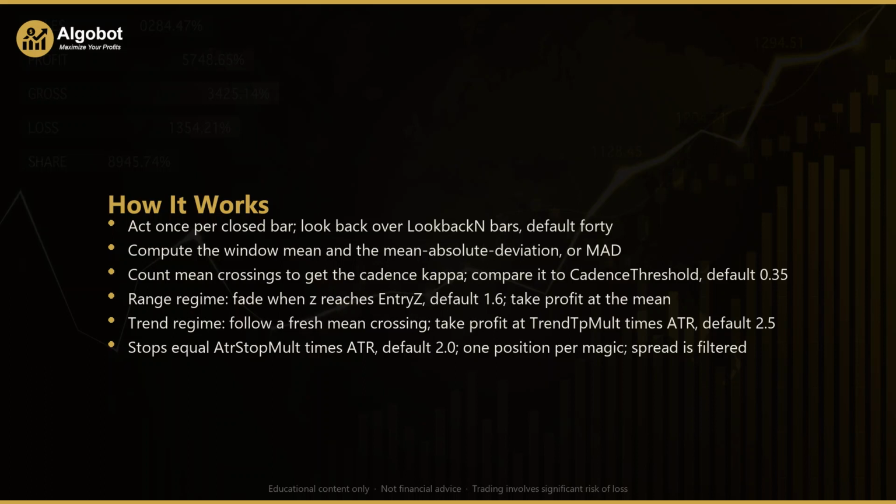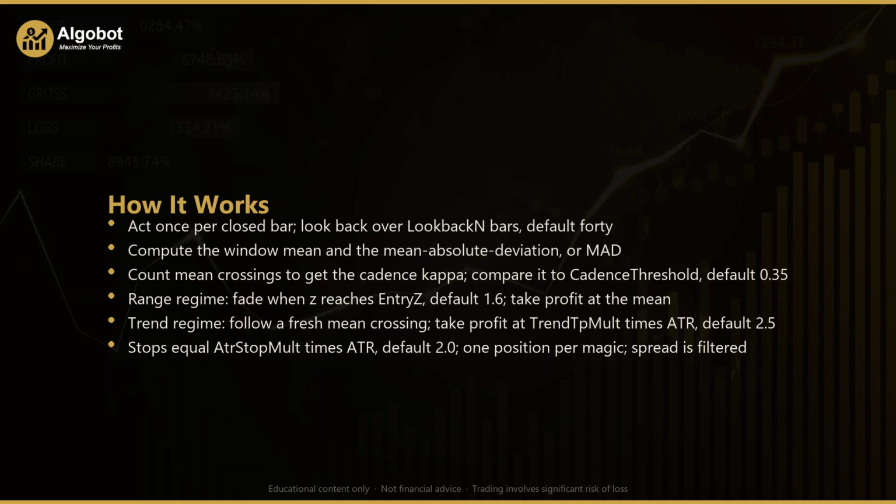Next, the strategy counts the sign changes, which is the number of times a close moves from below the mean to above it, or the reverse. Dividing that count by the window length gives the cadence, kappa. The strategy compares kappa against the cadence threshold parameter, which defaults to 0.35. If kappa is at or above the threshold, the market is treated as mean-reverting and the strategy fades. If kappa is below the threshold, the market is treated as persistent and the strategy follows.